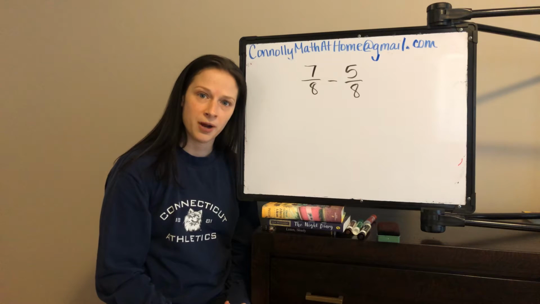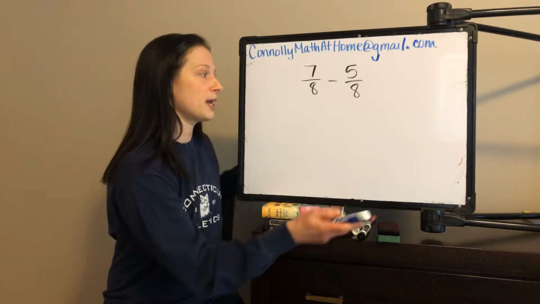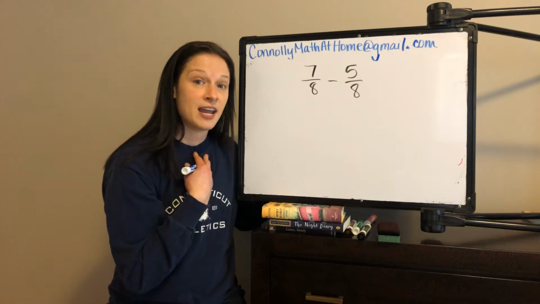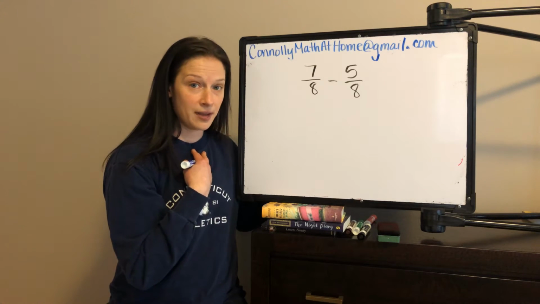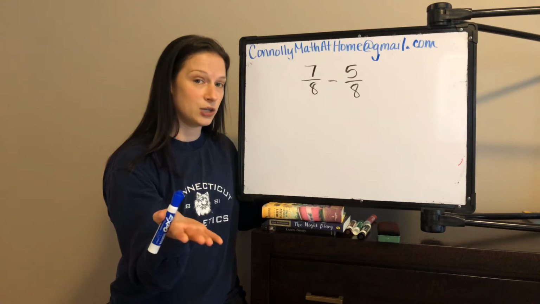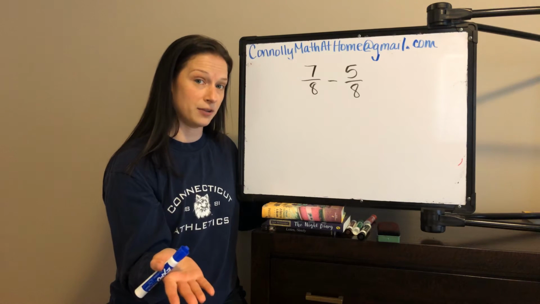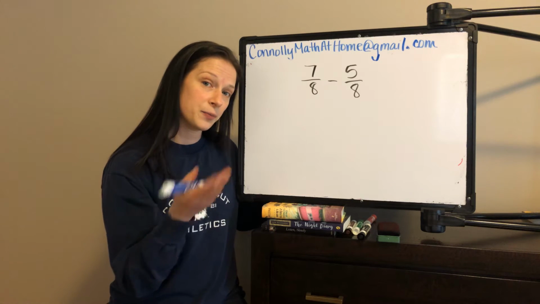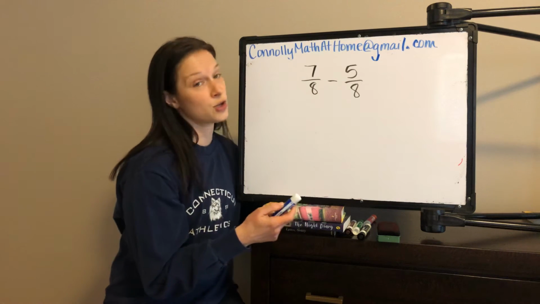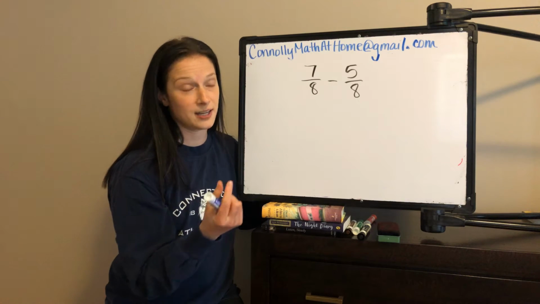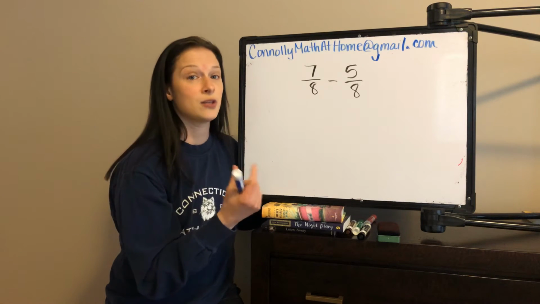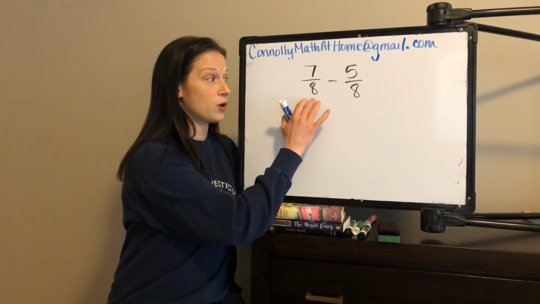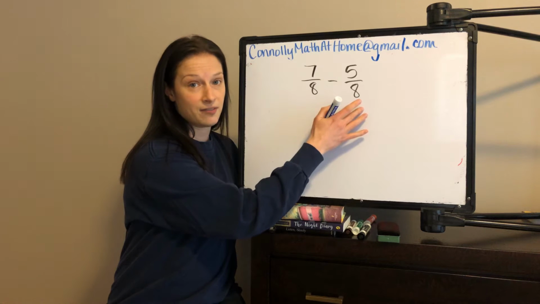So let's give a story problem context. Love story problems. I'm walking and I walk 7/8 of a mile. You're walking and you walked 5/8 of a mile. How much further did I walk than you? In that situation, they're asking us to find the difference between the two distances that we walked. So we are going to think about 7/8 minus 5/8.